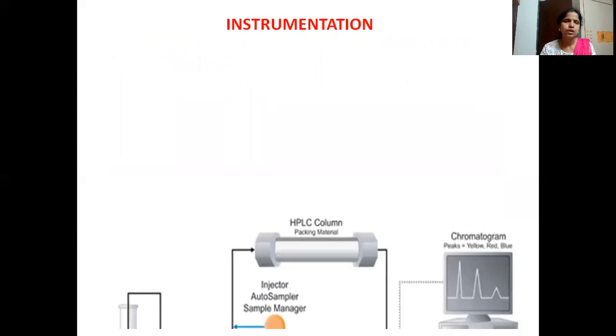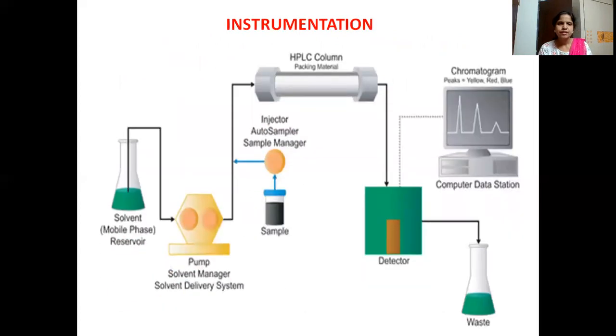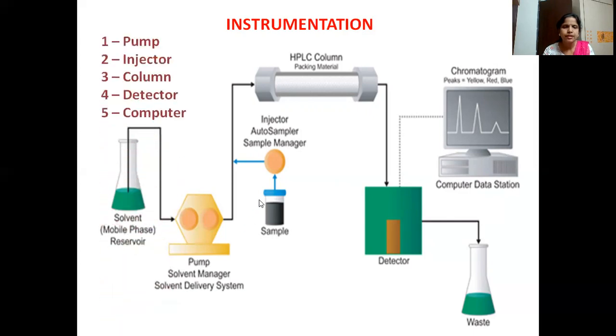We will have a look at the instrumentation, how the HPLC is being done. So this is the schematic diagram. In this you can see this is the solvent which is acting as a mobile phase. It is being pumped. We have a pump here, which is the solvent delivery system, and before the solvent enters the column, we have a sample injector here. So the sample is being injected before the solvent enters the column.